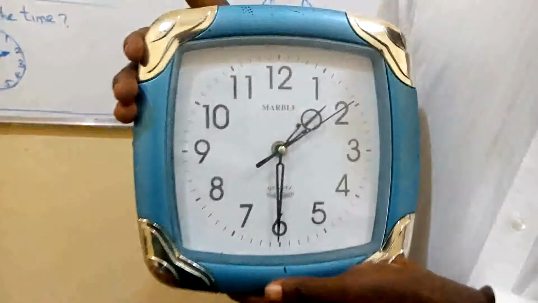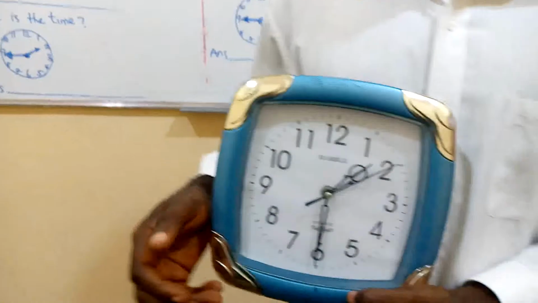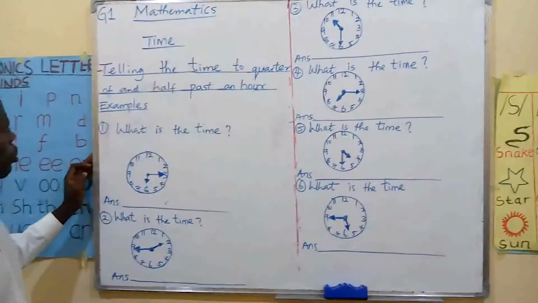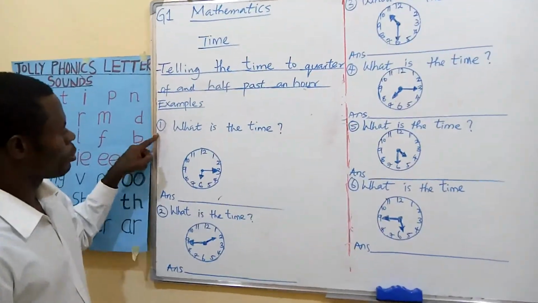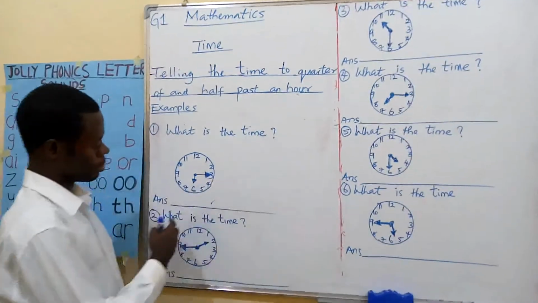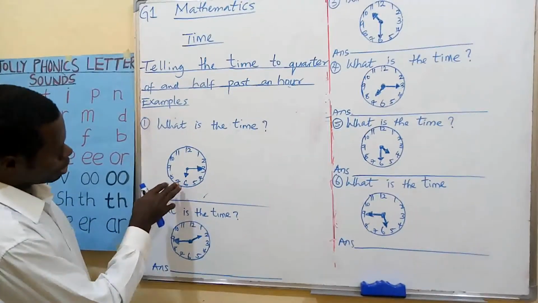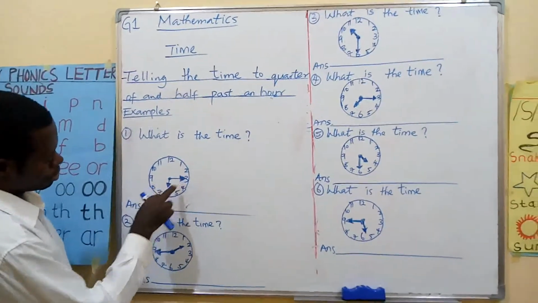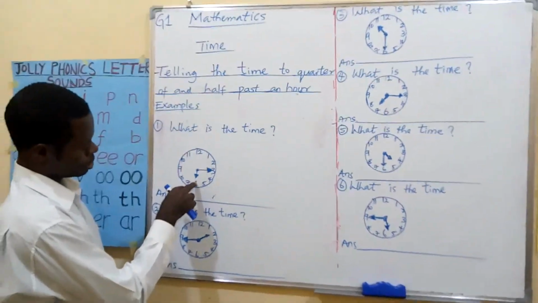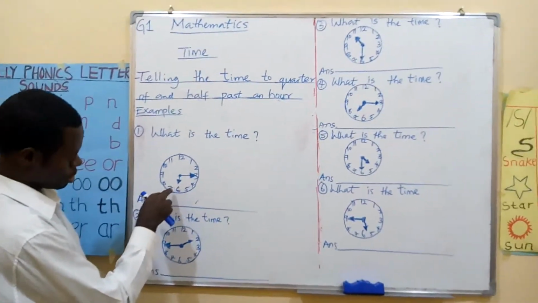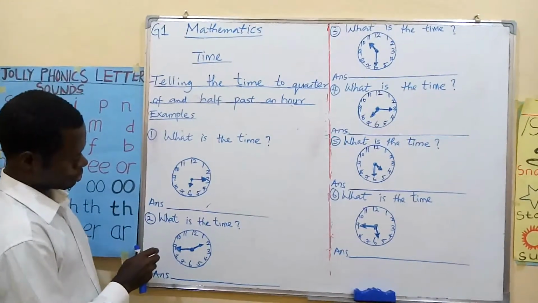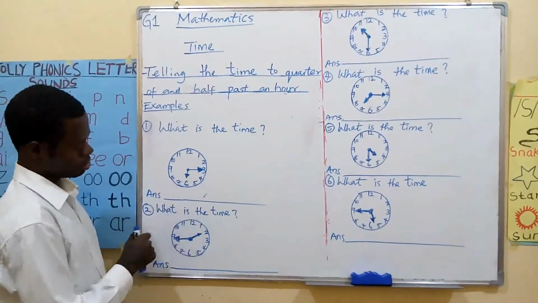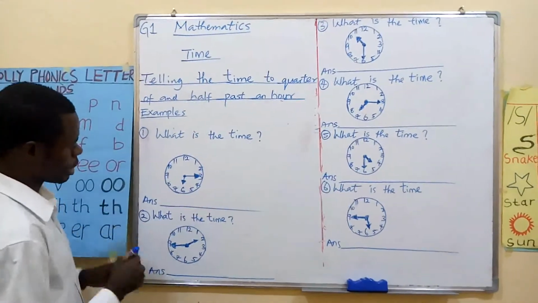Alright, so we are going to carry out a few examples for now on the board. Alright, there are some examples here for us to work. Example 1. What is the time? Looking at the face of the clock, you discover that the long hand is pointing at 3, while the short hand is about leaving 6. So what is the time? That is quarter past what? 6. Alright? Time is quarter past 6.